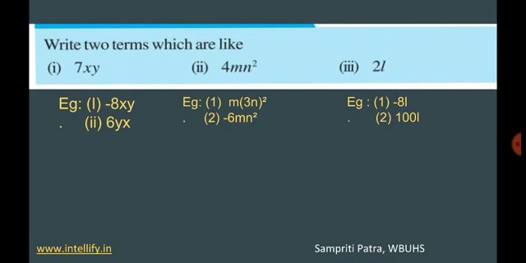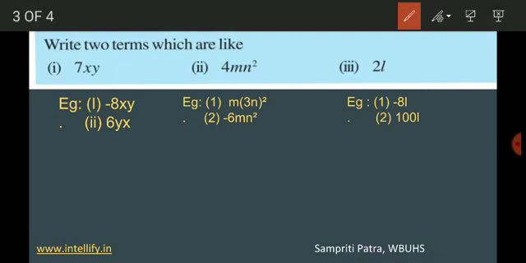I have given some examples in question number 1. You can see 7xy, so I have put two examples: number 1 is minus 8xy, and number 2 is 6yx, because I have told previously that xy and yx are the same. The next question is 4mn square, so I have put the first example, m into 3n whole square. As I have written this, it results in 9mn square, so these are the same. The next example is minus 6mn square.